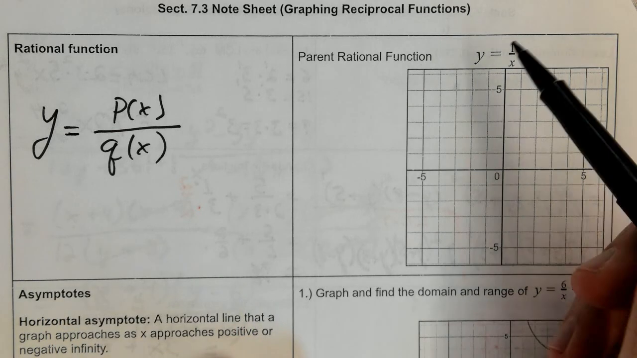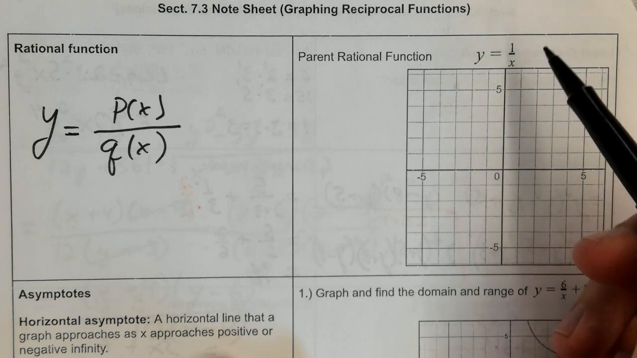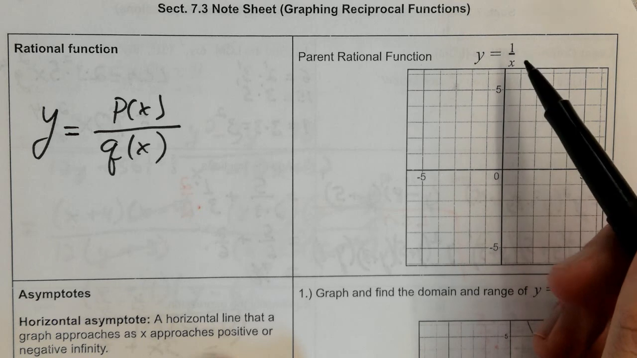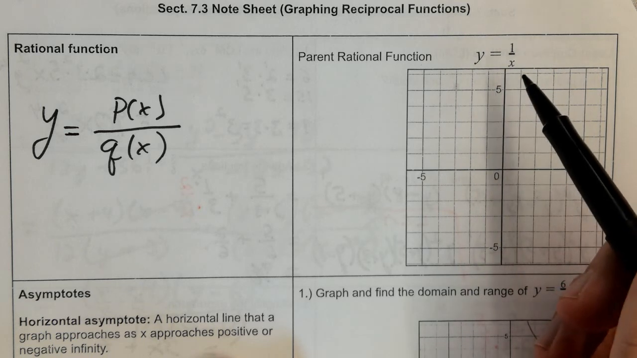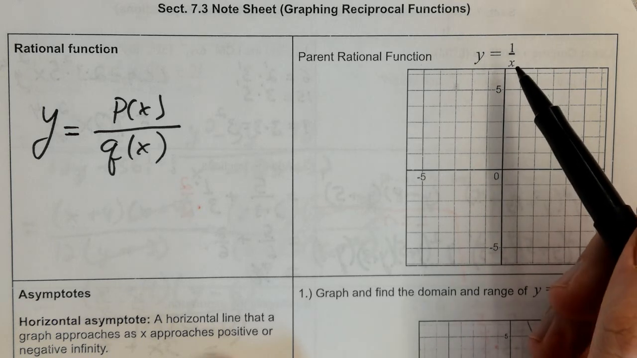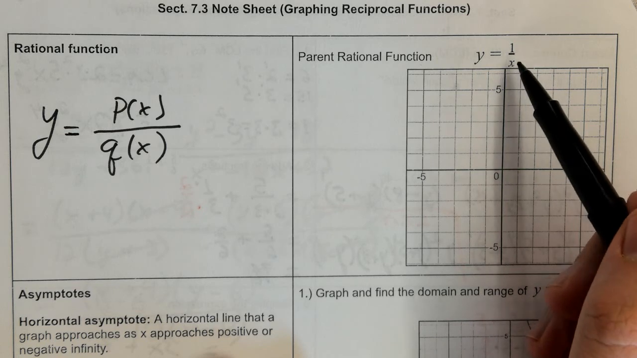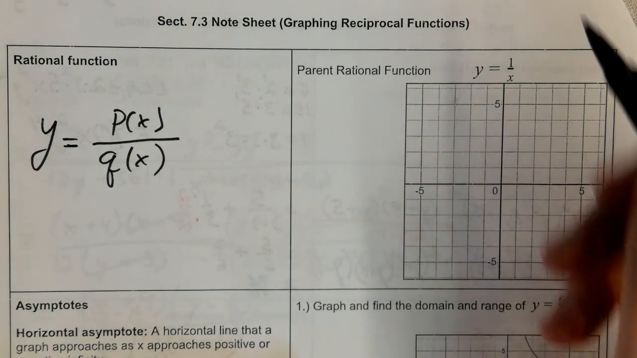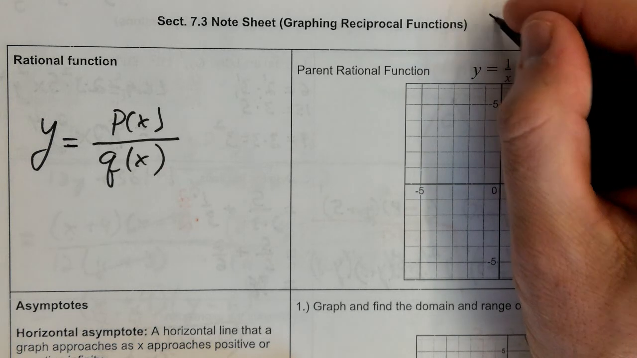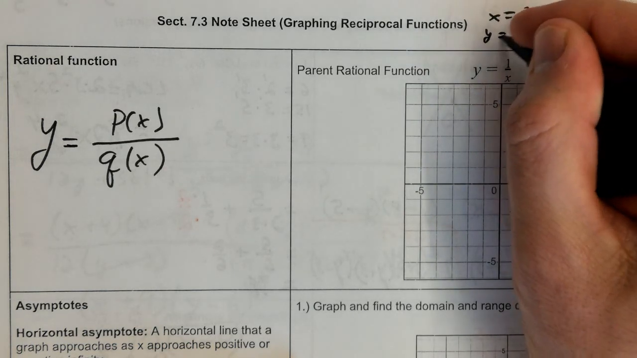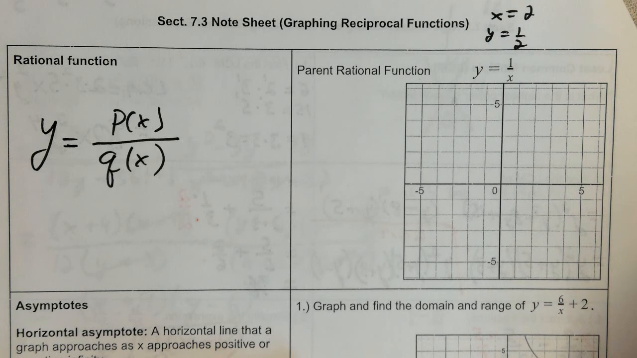Now, if you look at this function, if you're trying to generate the graph, what you'll see is that you can plug in a lot of different numbers for x, and you'll get a number out the other side. So, for instance, if you plug in x equals 2, y equals 1/2. Okay, so you could plot that point on the graph.